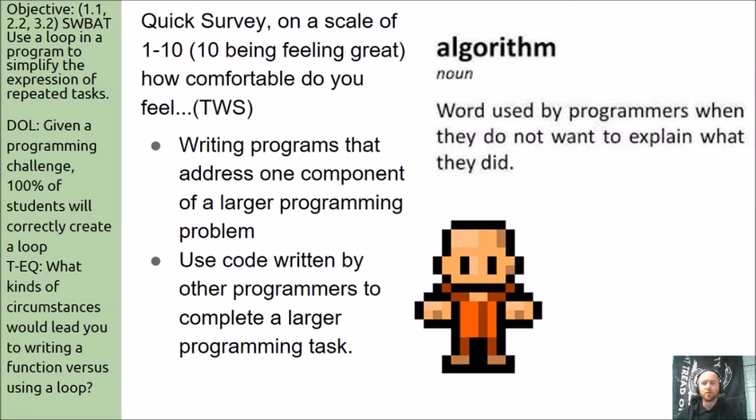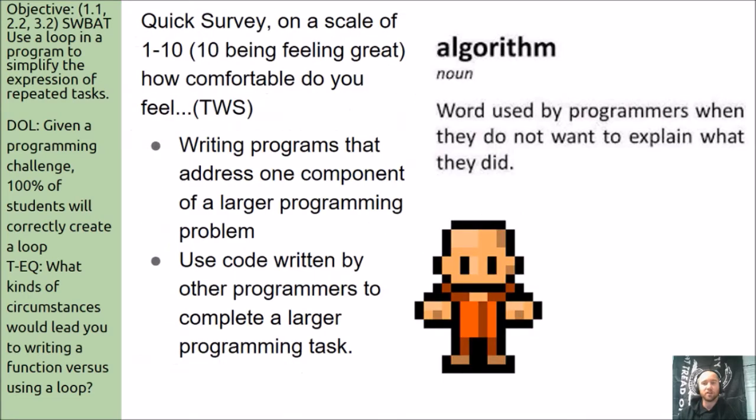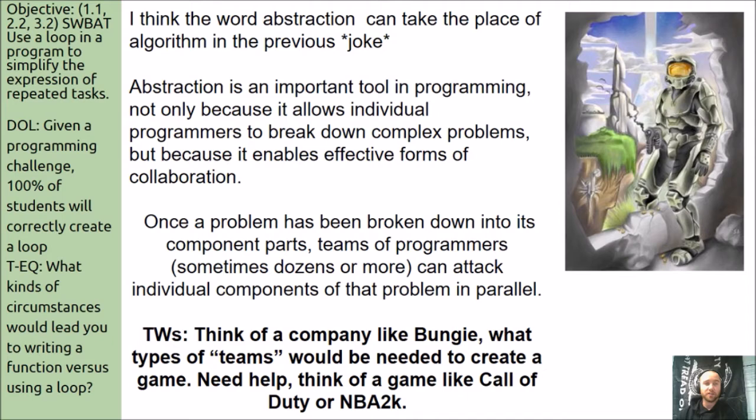Algorithm is a word used by programmers when they do not want to explain what they did. I think the word abstraction can take the place of that word algorithm in the joke, okay? So abstraction is something we use a lot in class, or I use a lot in class when I don't want to spend much time explaining the details of the thing that we're talking about. Programming teachers use abstraction, but so do actual programmers, all right?